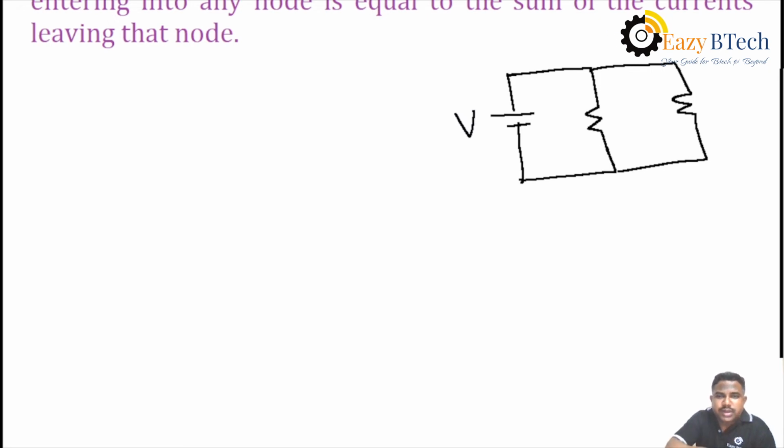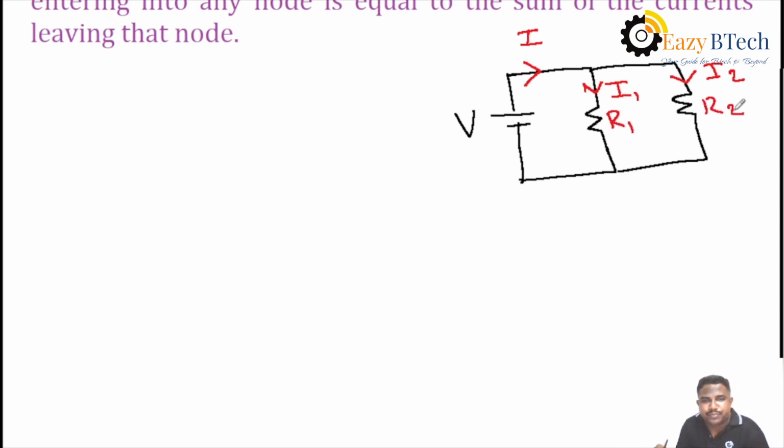Then you can take the total current value, the current coming from the source, as I. Similarly, the current passing through the first element is I1, and the current passing through the second element is I2. The first element is R1 and the second element is R2. Here at this node, the current is divided. That's why it is taken as the node.